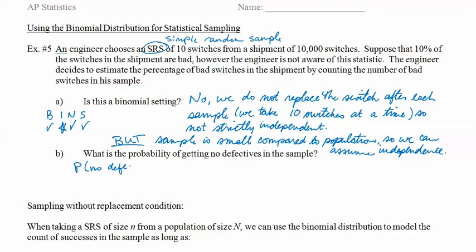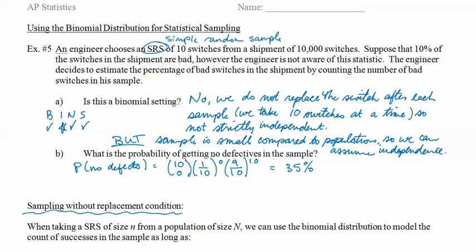So the probability of no defects is going to be 10, because that's how many we're choosing, choose 0. And in this case, we know that the probability of each one being bad is 1 over 10, and we're saying none of those. The probability of no defect is 9 out of 10, and we're hoping for 10 of those. And when we work this out, we get 35%.